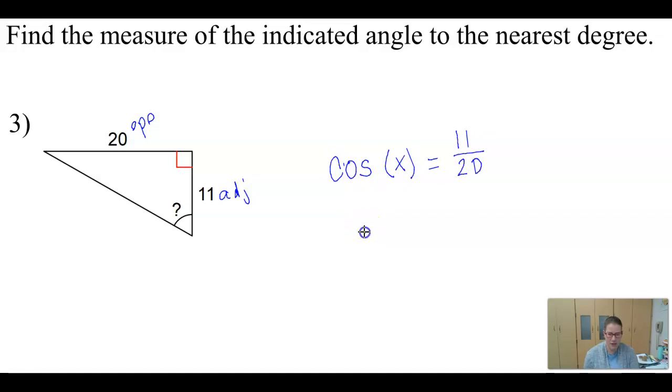So take the cos inverse of both sides, and x will equal the cos inverse of 11 over 20. And then just let your calculator do the rest of the work for you. Plug in cos inverse 11 over 20, and you should get 56.6. So we're going to round this off to, we'll do these little squiggles. That means approximately 57 degrees.